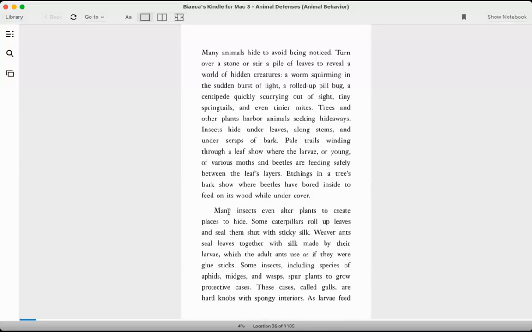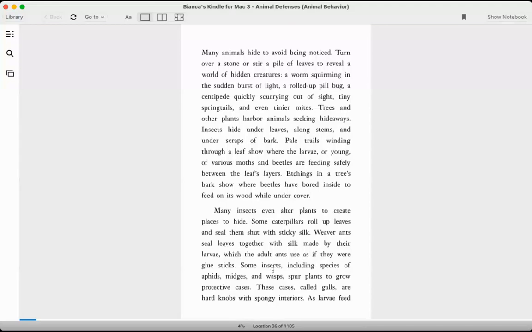Many insects even alter plants to create places to hide. Some caterpillars roll up leaves and seal them shut with sticky silk. Weaver ants seal leaves together with silk made by their larvae, which the adult ant uses as if they were glue sticks. Remember, larva means young.